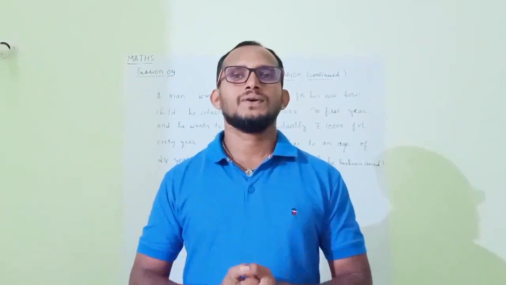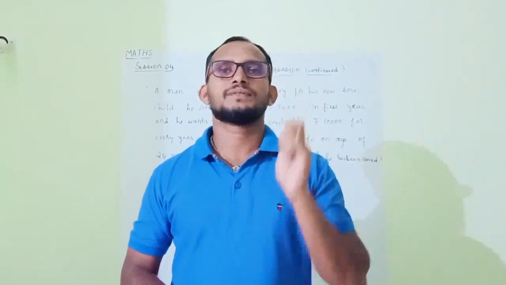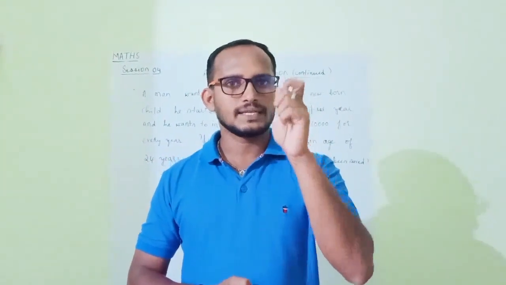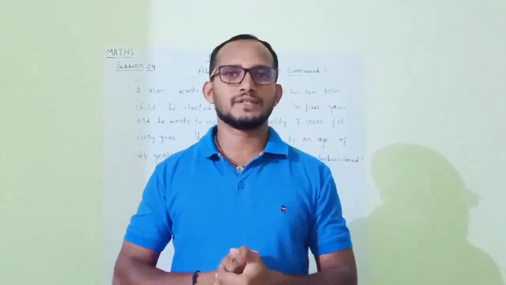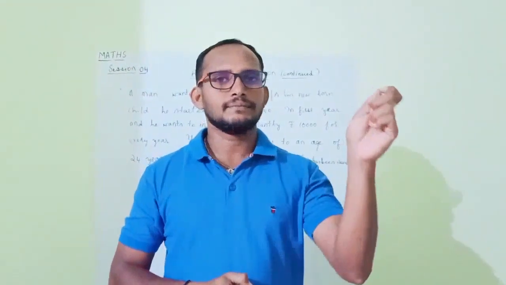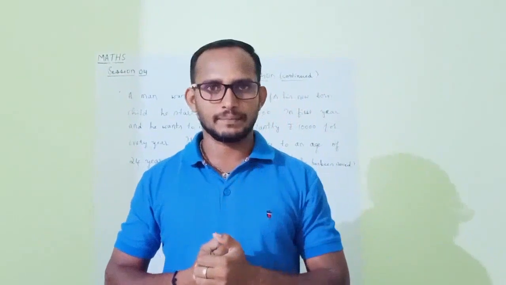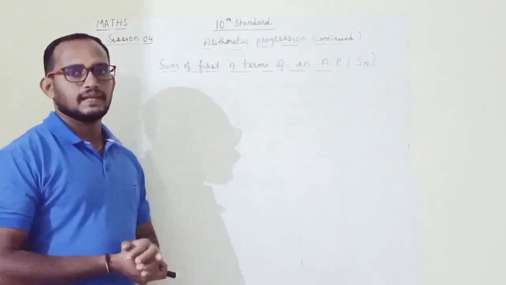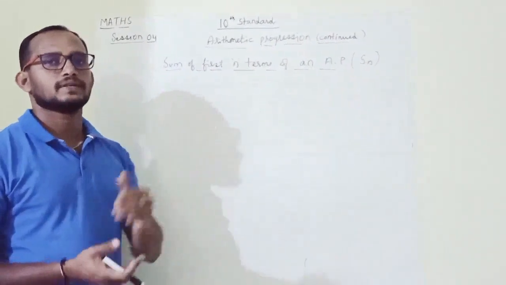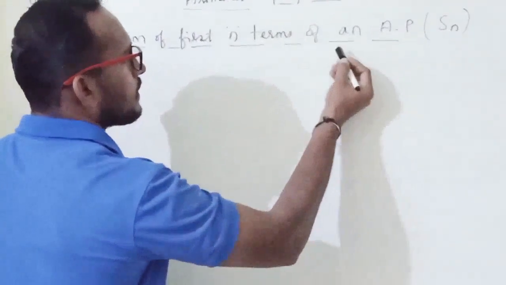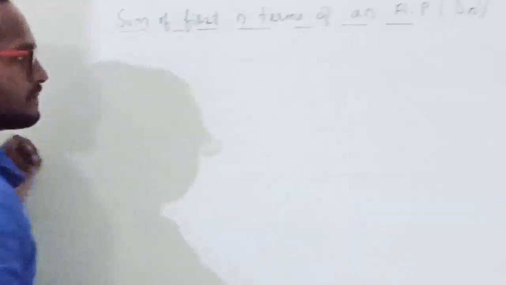Now let's give a solution for this problem in a mathematical way. The concept that helps me solve this problem is Sn, which means the sum of first n terms of an AP. Now let's learn what the sum of first n terms of an AP is. Here the sum of first n terms of an AP is represented by the sign Sn.